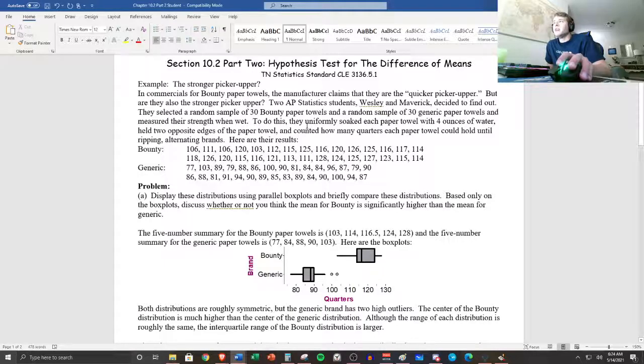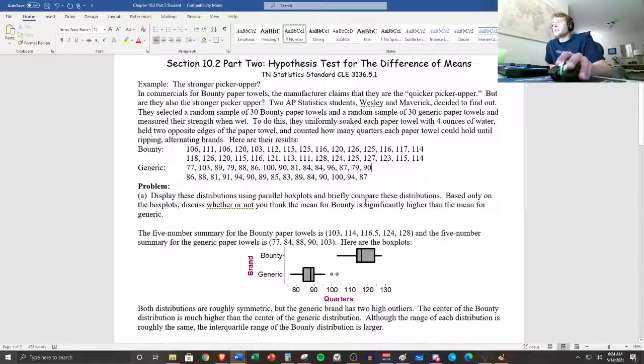To do this, they uniformly soaked each paper towel with 4 ounces of water, held the 2 opposite edges of the paper towel, and counted how many quarters each paper towel could hold until ripping. Here's the results. Okay, so we have 30 each here, right?